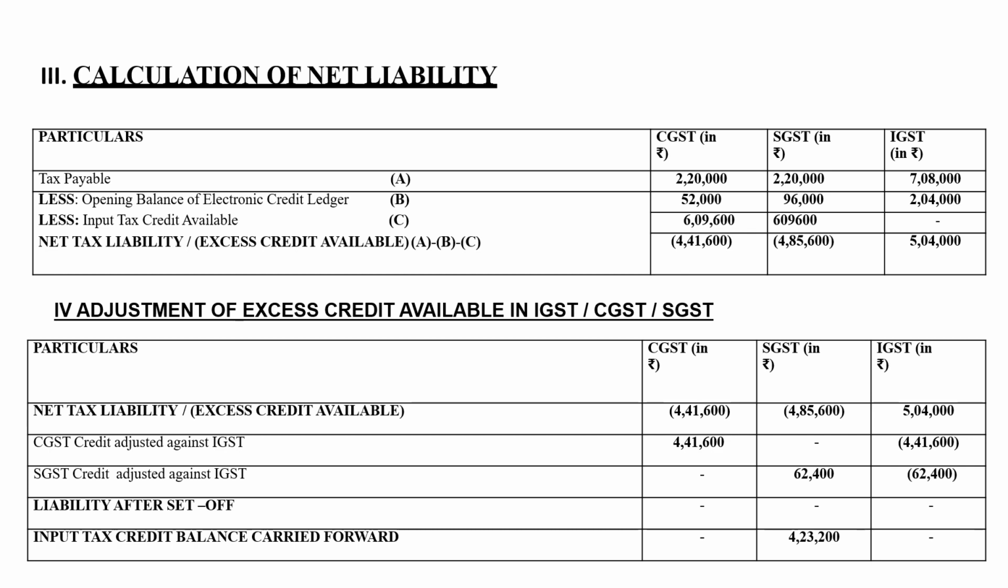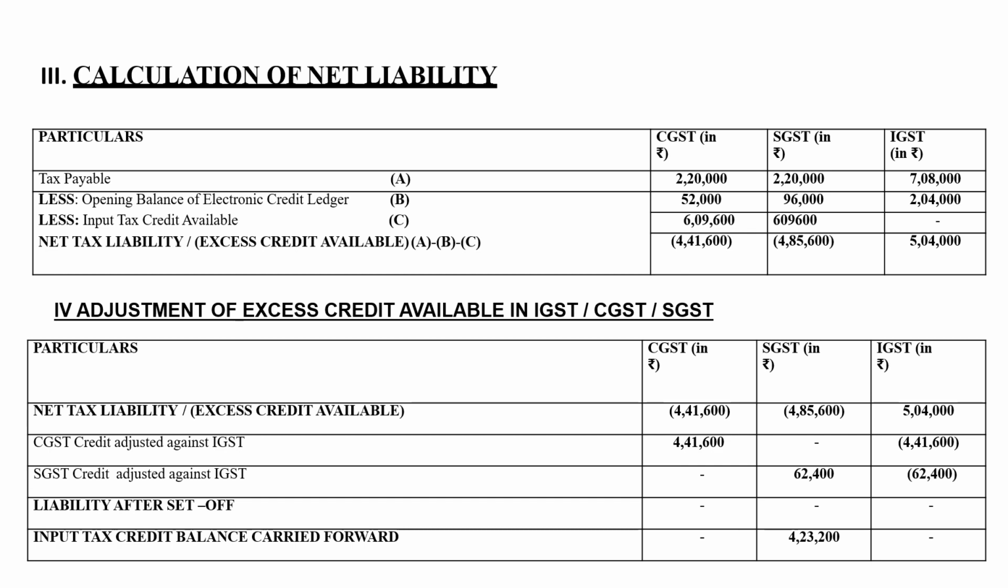So it is 6,09,600. In SGST we'll deduct that amount and then write the balance here, so the amount will be 6,09,600. And in IGST we have the opening balance and that is our final balance also, so we will not write anything in IGST. Now our total excess credit available is 4,41,600 in CGST and 4,85,600 in SGST.